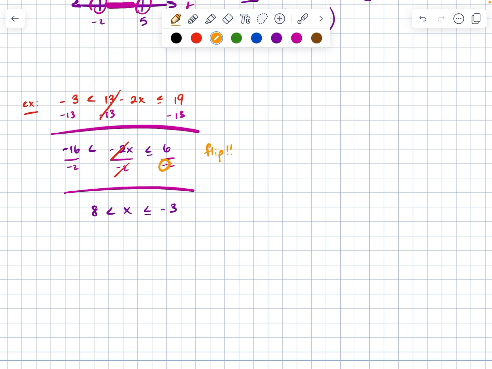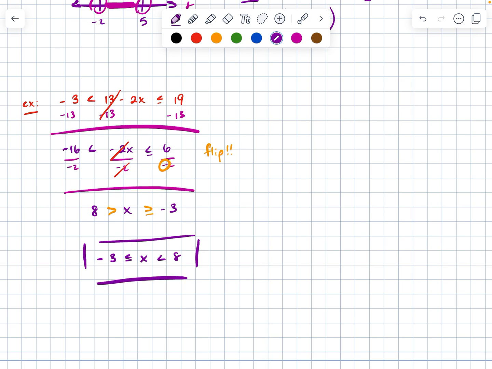But I need to flip the entire inequality. So my less than symbol, I'm going to swap out for a greater than symbol. My less than or equal to, I'm going to swap out for a greater than or equal to. There you go. So you can leave it like this. You're more than welcome to. I personally prefer to write things in ascending or increasing order. So I would personally flip this around. The -3 is smaller than the 8, so I'm going to put that first. And then I'll just flip my inequality totally. -3 is less than or equal to x, which is less than 8.